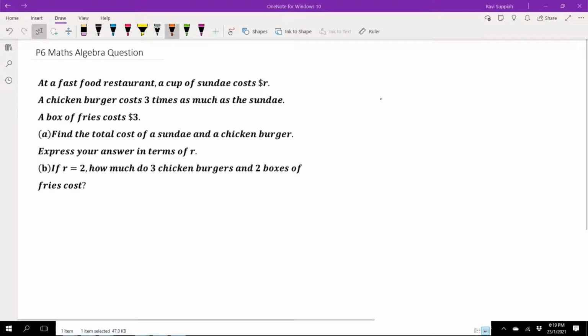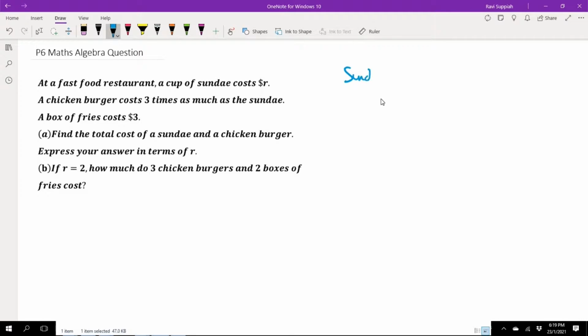Hi, in this question, we are told that at a fast food restaurant, a cup of sundae costs R dollars. A chicken burger costs 3 times as much as the sundae, and a box of fries costs $3. Now let's put this all quite neatly in a separate section here.